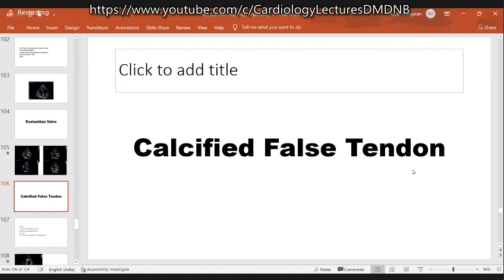Okay, if there are no doubts, intracardiac masses you must be able to pick up in the echocardiogram. And the most important thing is to interpret whether it is a tumor mass or a thrombus, and also your ability to identify normal structures which may mimic a tumor mass.